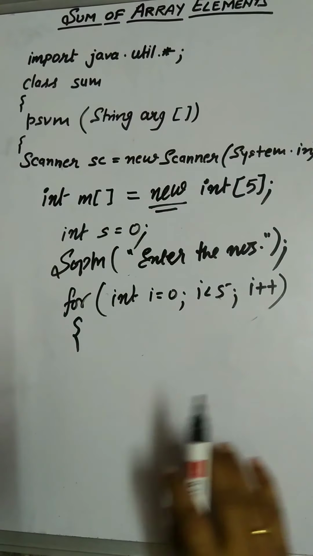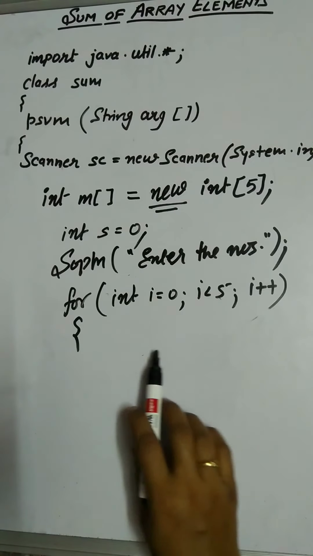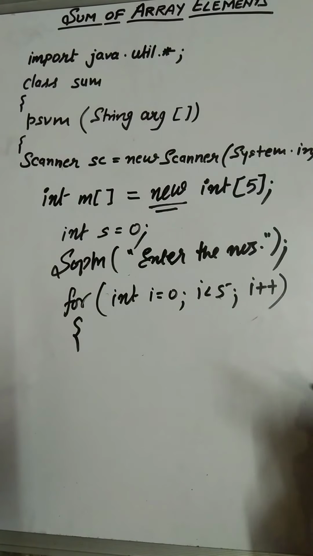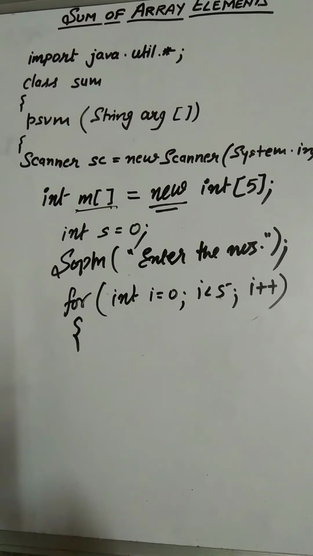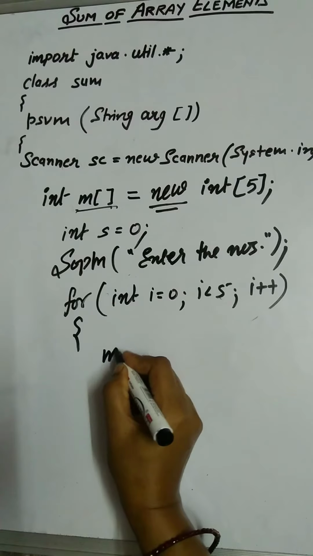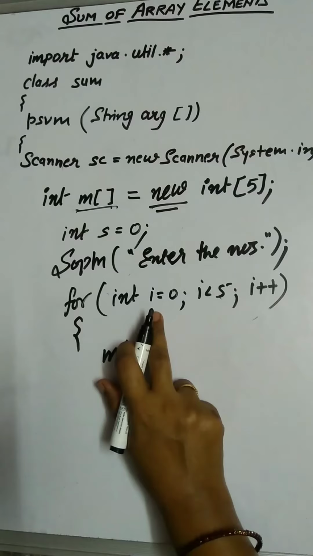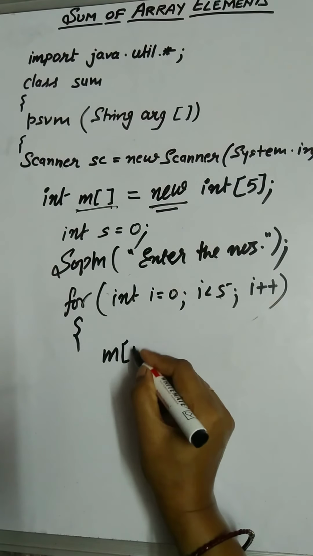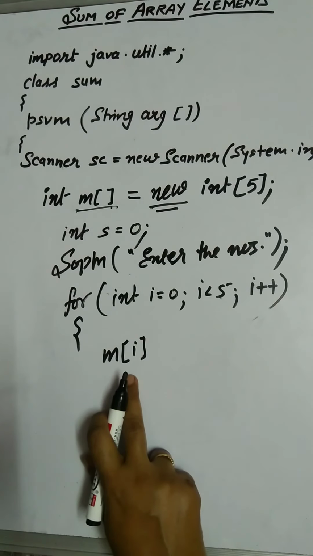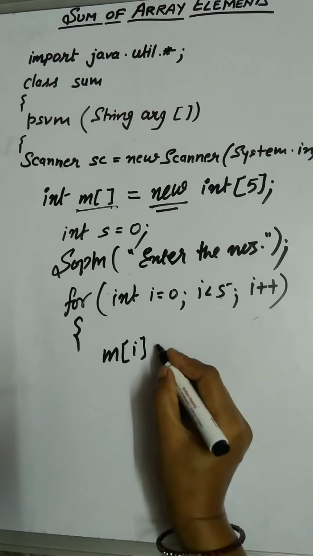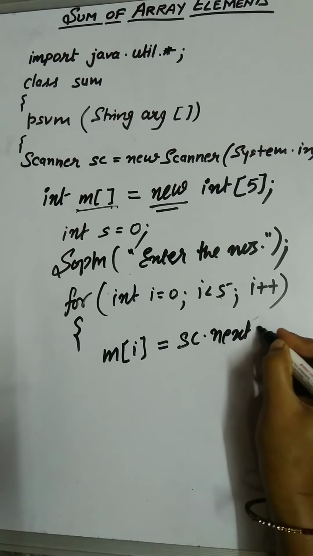That is the simple format for taking input from the user: int n = sc.nextInt(). But here the variable is m with a subscript because it's an array. So you simply write m, then within the subscript you take the i value. i represents the index value 0 to 4. So m[i] = sc.nextInt().